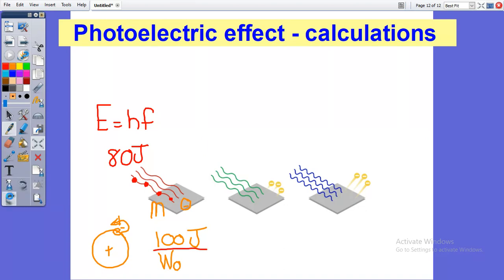Now if I move on, let's say the green photons give us exactly 100 joules. Again, I can use that energy to get the frequency, or if I have the frequency, I can use that to get the energy. These green photons are now hitting the metal, so they're hitting electrons. Those electrons still need 100 joules, and they're getting exactly 100 joules. So they have enough energy to go and sit there on the surface of the metal. They'll be emitted, but they're just going to be sitting there.